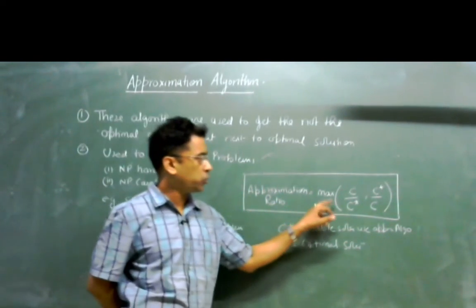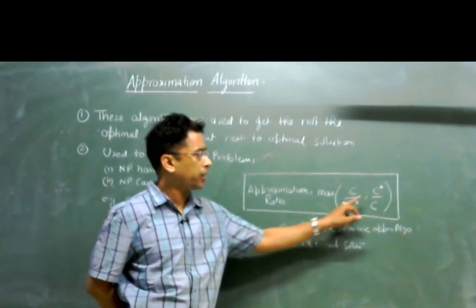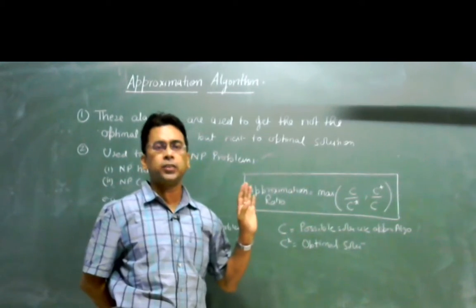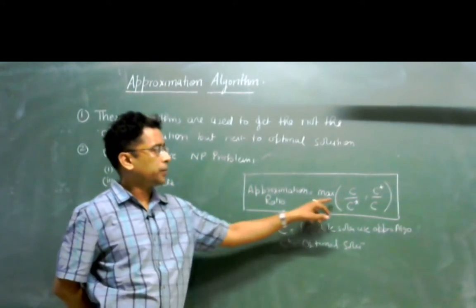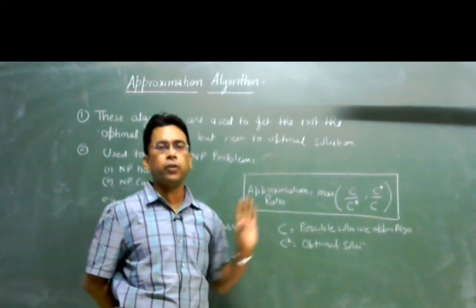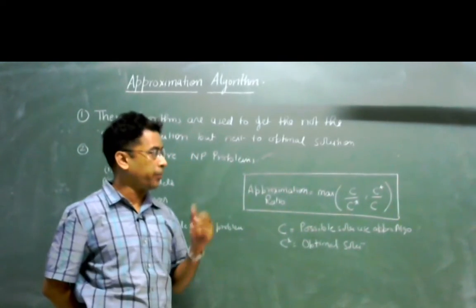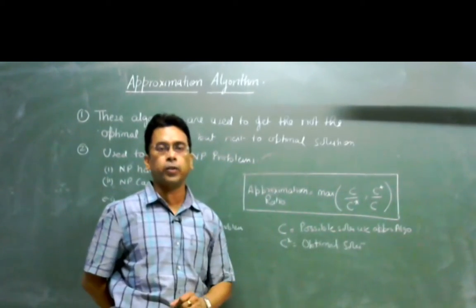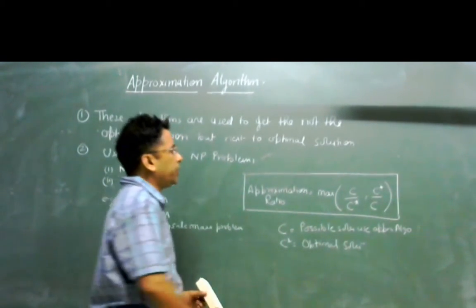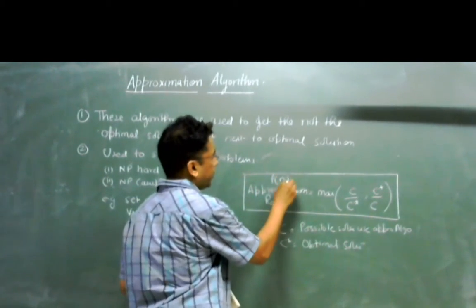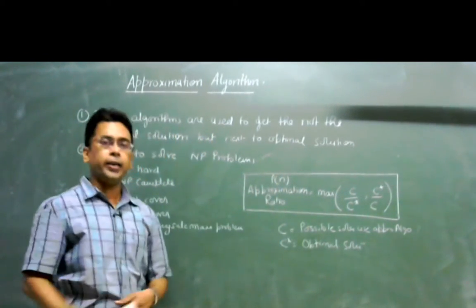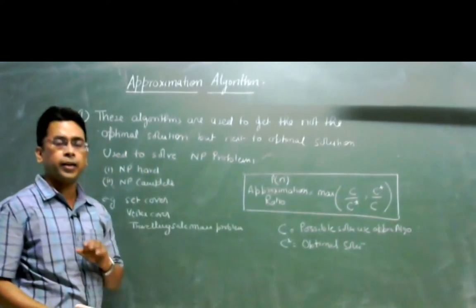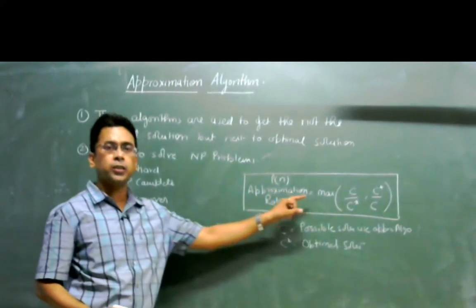The approximation ratio is equal to max of C upon C star, comma, C star upon C. By looking at this, we can definitely see that this would be greater than 1, because among these two numbers, definitely one will be greater than 1, and we are taking the maximum of these two. So this is represented by rho of n, for an input of size n, for the problem, and this is called the approximation ratio.